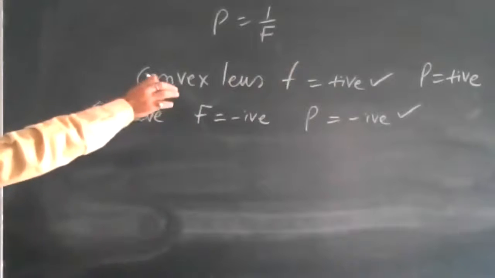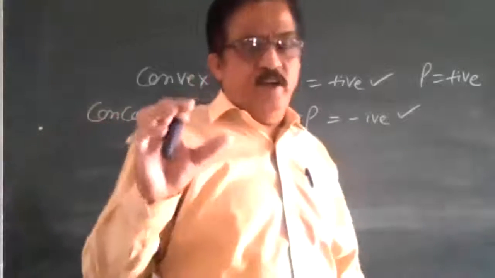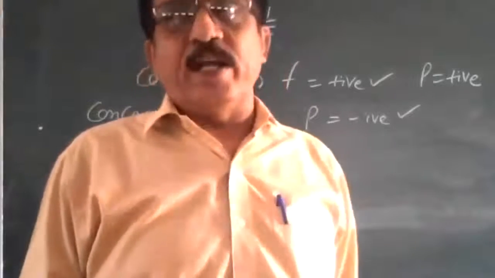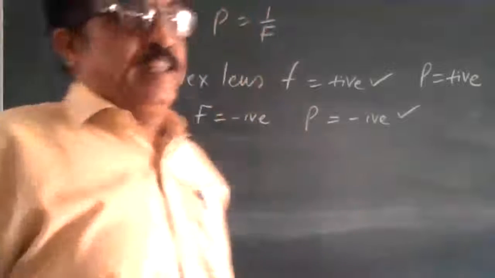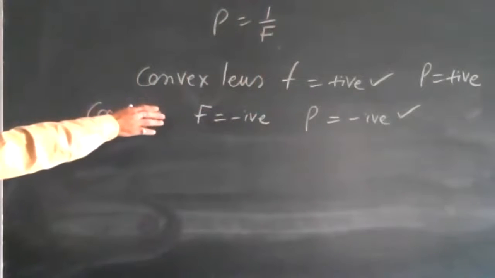So convex lens would converge and concave lens would diverge the rays of light. Concave lens diverges the rays of light falling on it.